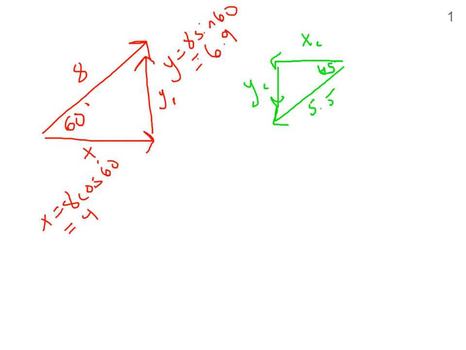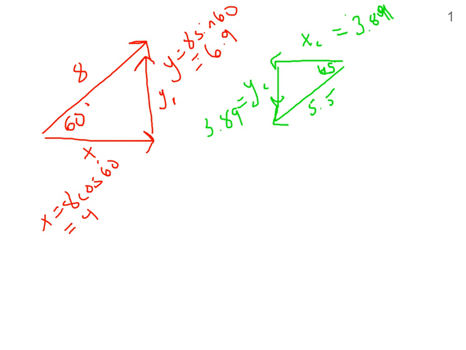I'm going to do the same thing for the green. So I have the x side is the adjacent side, so that's going to be cosine, so I have 5.5 cosine 45. This gives me 3.89. And then since it's a 45-degree angle, I know that the other side is going to be the same.